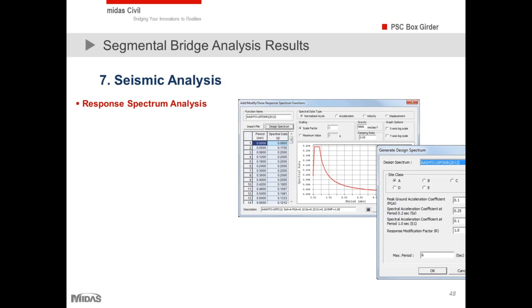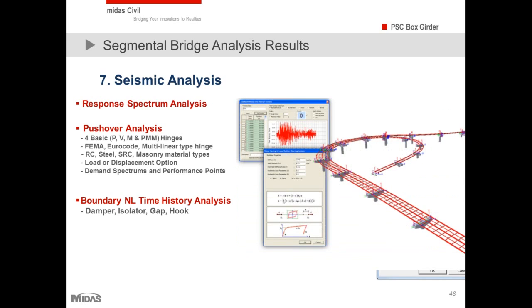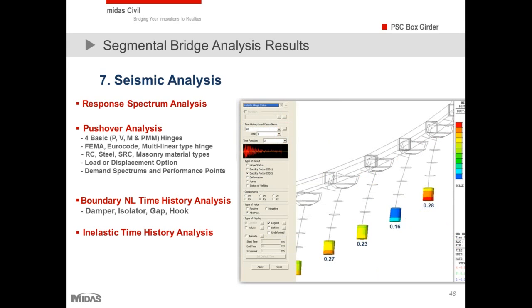You can also perform seismic analysis in Midas Civil to obtain the demand in the event of an earthquake. You can perform the elastic dynamic analysis or response spectrum analysis. The response spectra can be automatically defined by the program. To evaluate the capacity of the structure, you can perform pushover analysis. You can define the hinges at several locations, and then perform pushover analysis to obtain the capacity. If you have boundary nonlinear elements, then you can perform boundary nonlinear time history analysis in Midas Civil. And you can also perform a full-fledged inelastic time history analysis for long span bridges in Midas Civil.